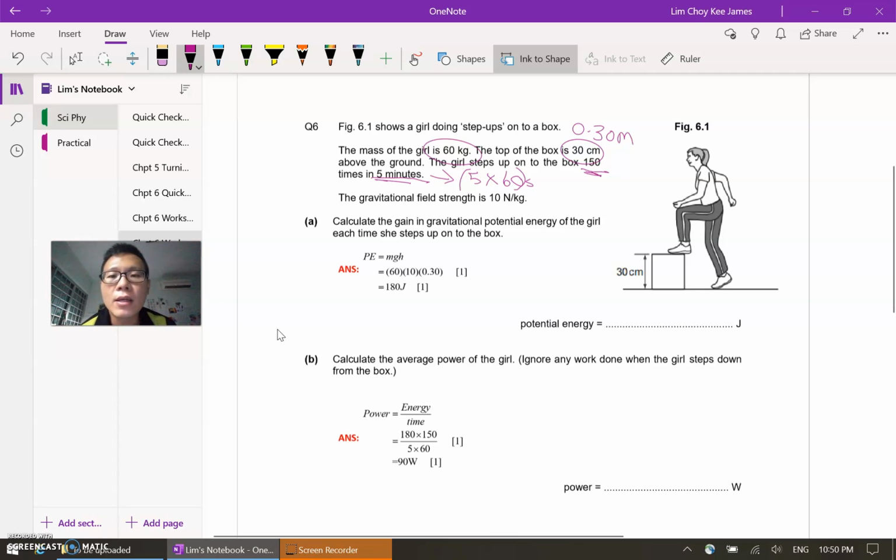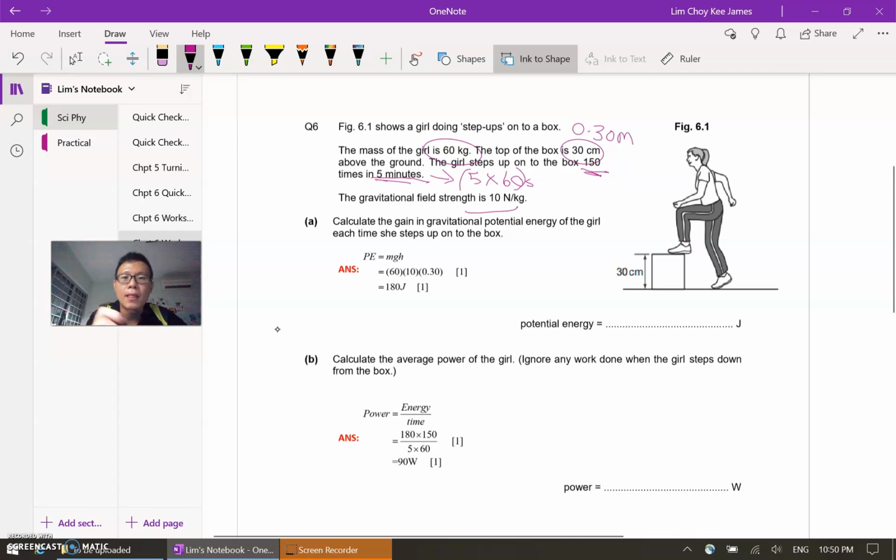But for now, the common thing I always remind myself is that height or distance is always in meter, mass is always in kg, and time is always in seconds. And gravitational field strength is 10 Newton per kg. So once you are here, roughly we are ready to look at the questions.